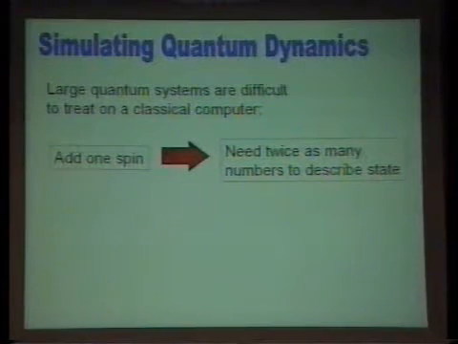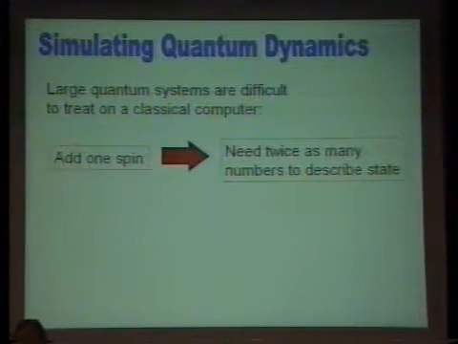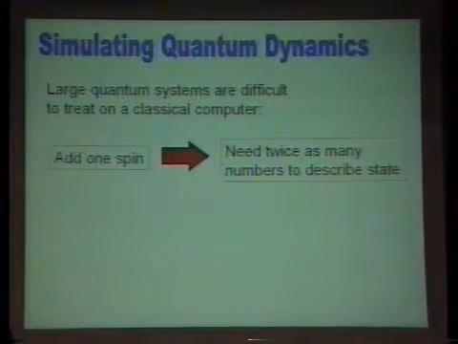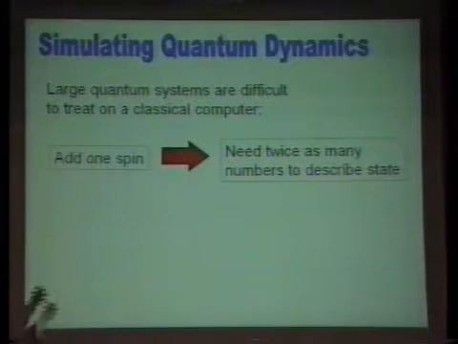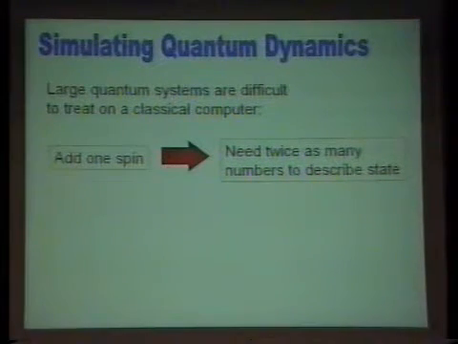And if you want to describe the state of the whole system, every time you add a qubit, take into account one more of these systems, it doubles the size of storage that you need to even describe the quantum state of the system. So you have exactly this kind of growth that makes it so hard, that you had also in the factoring problem. So you have an exponential explosion of the dimensions of your Hilbert space.